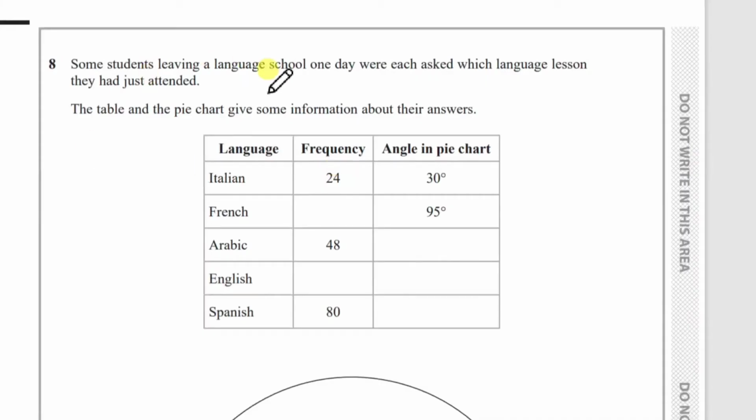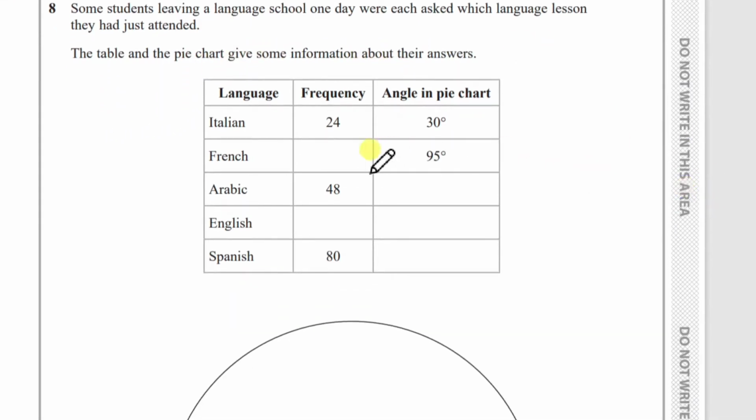Some students leaving a language school one day were each asked which language lesson they had just attended. The table and the pie chart give some information about their answers. Okay, so for example, for Italian, when 24 students left, that was basically represented as 30 degrees. Whereas for French and the others, we don't know because we need to fill out.